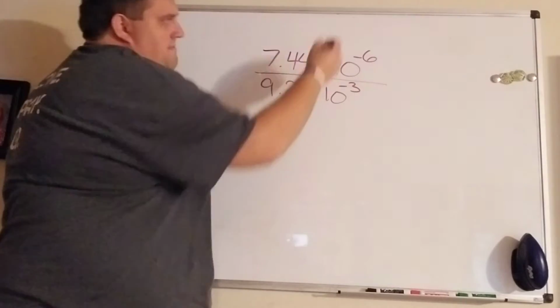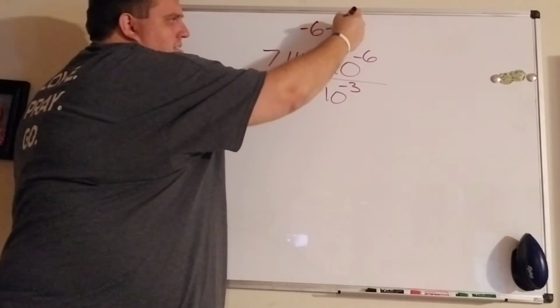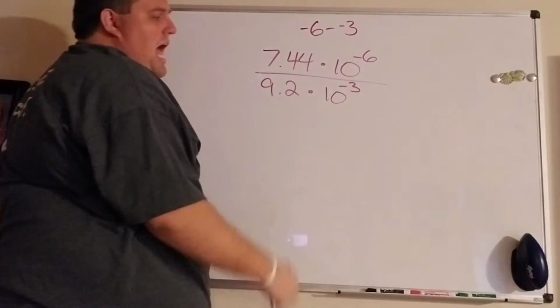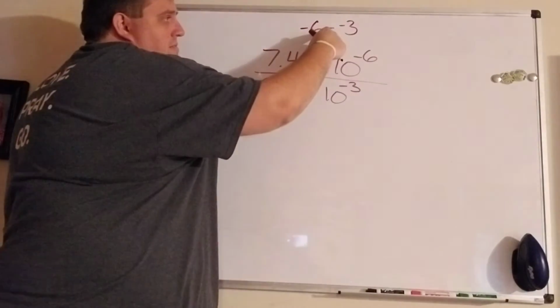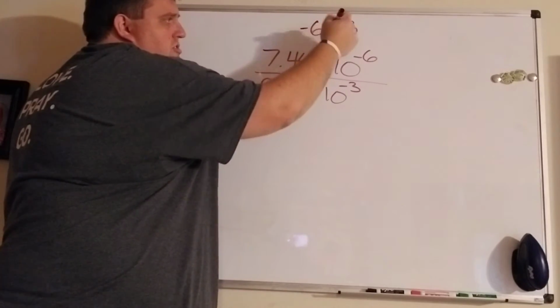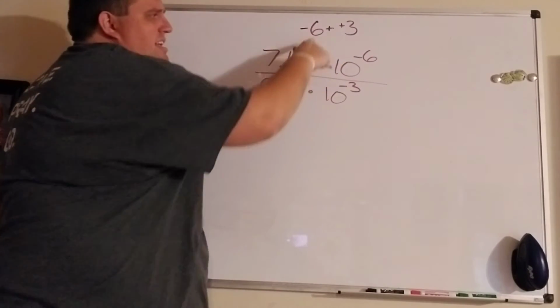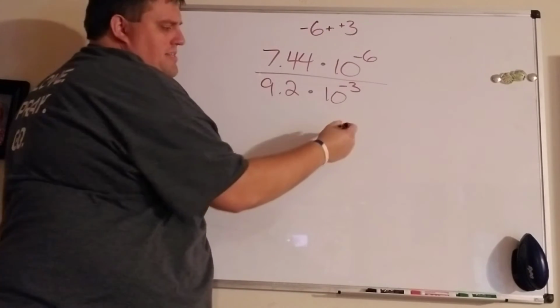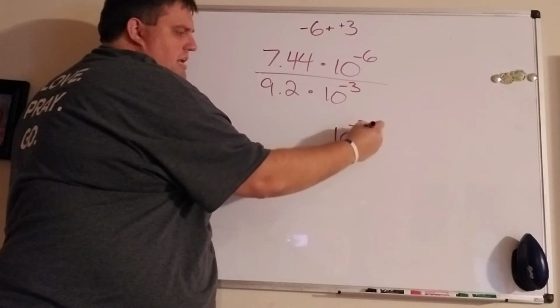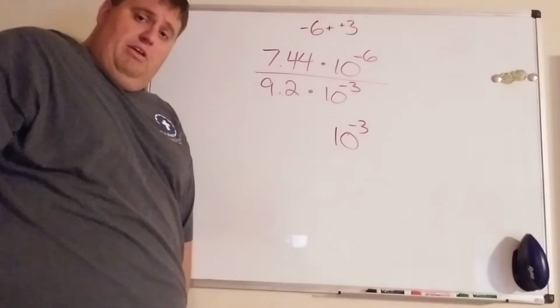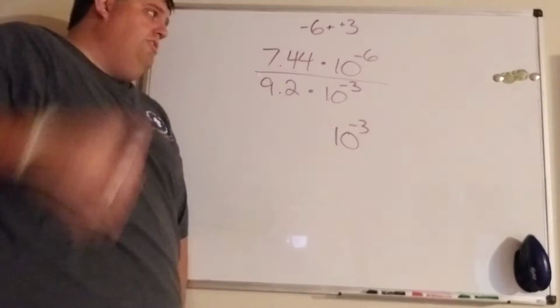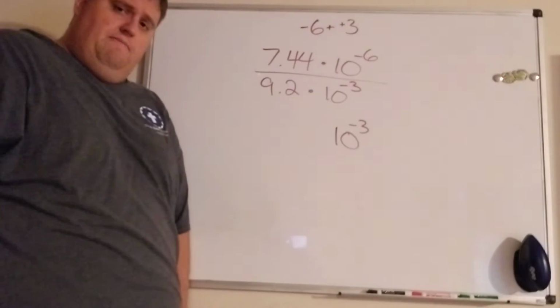Negative 6 minus negative 3. I like to use the add the opposite property. So if I'm trying to do this, I'm going to change it to addition, change the next sign. Negative 6 plus 3, that makes sense to me. That would be negative 3. Remember, you can also always use your calculator, and it should show you that negative 6 minus negative 3 is in fact negative 3.